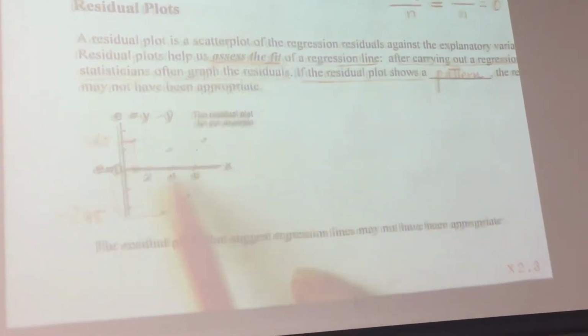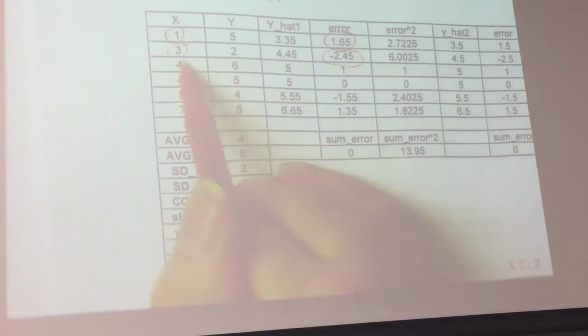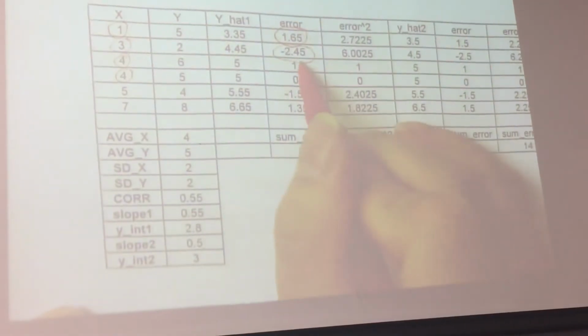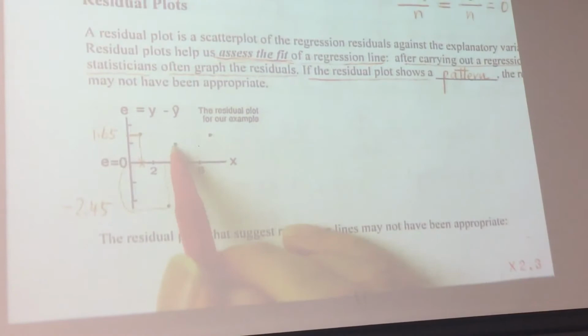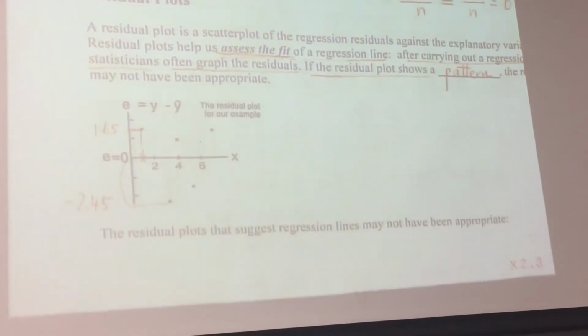And when x is 4, it has two prediction errors. One prediction error is 1, the other one is 0. Okay? So one is 1, the other one is 0. Are you with me? You plot the points one by one, you get the residual plot. Okay?